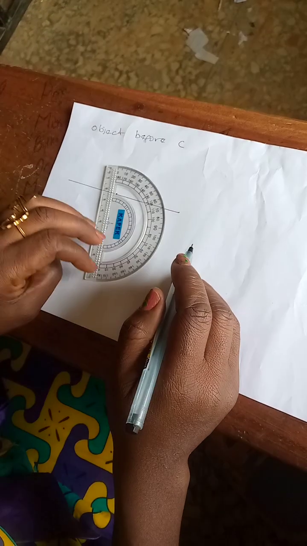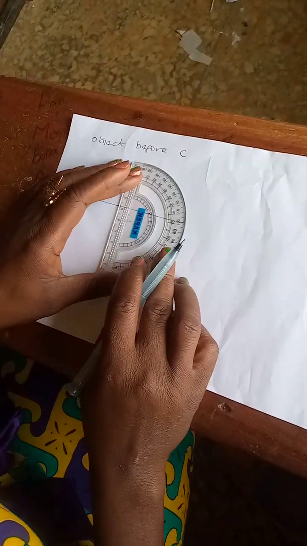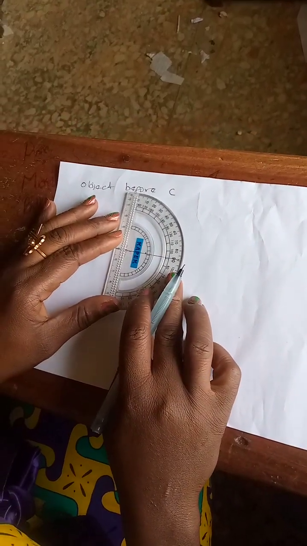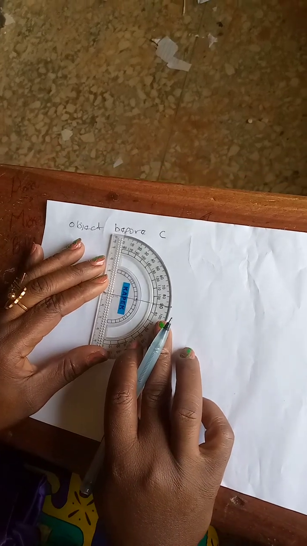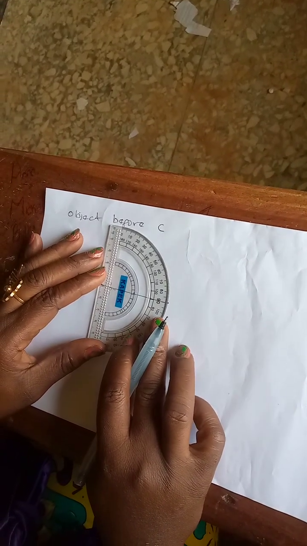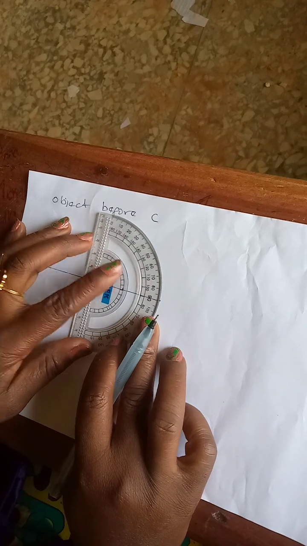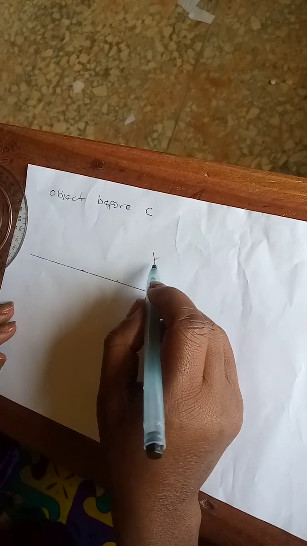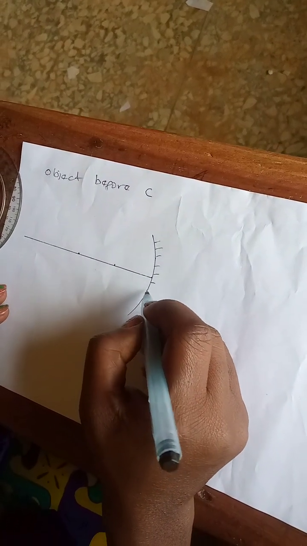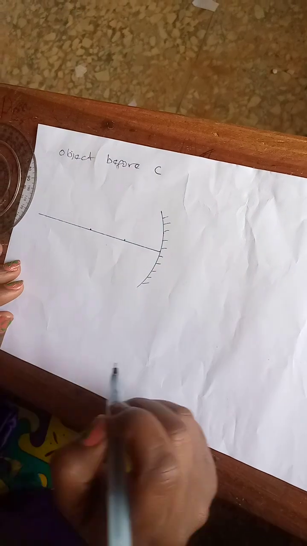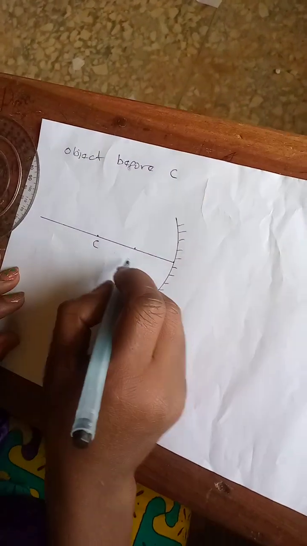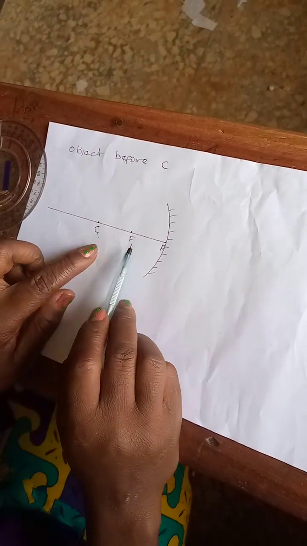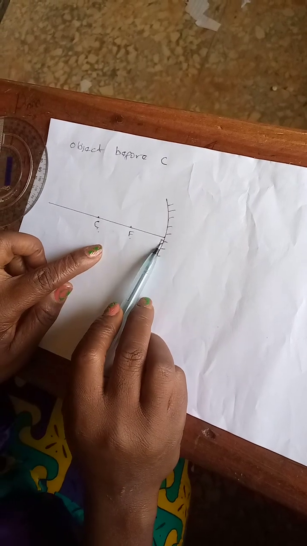On this end, I'm going to draw a curve using a protractor. So this is going to be my mirror. We'll put the silver lining so it looks like a mirror. After I've done this, I label it C, F, P. So this is the center of curvature, this is the principal focus, and this is the pole.